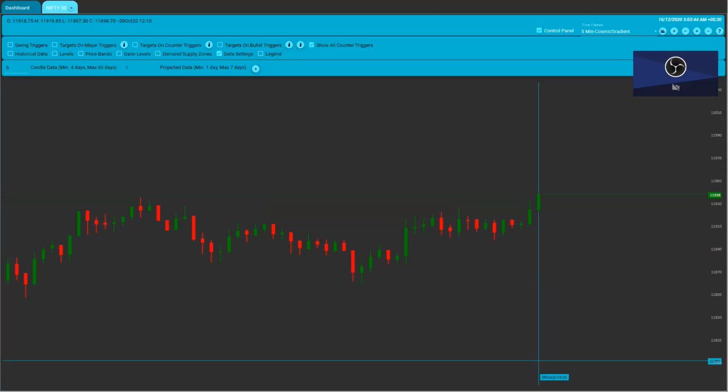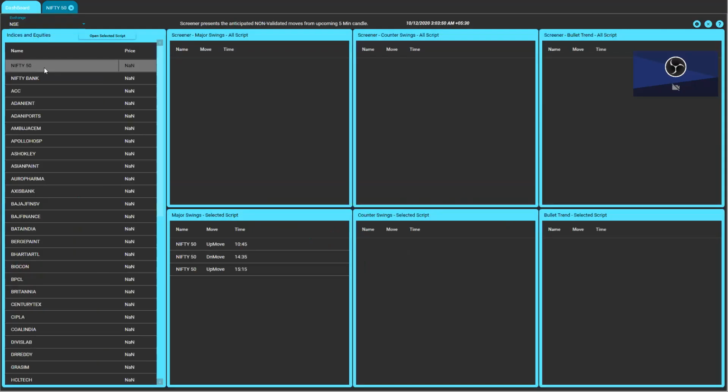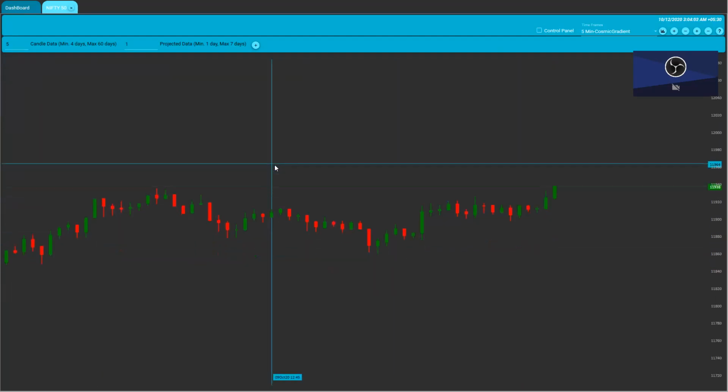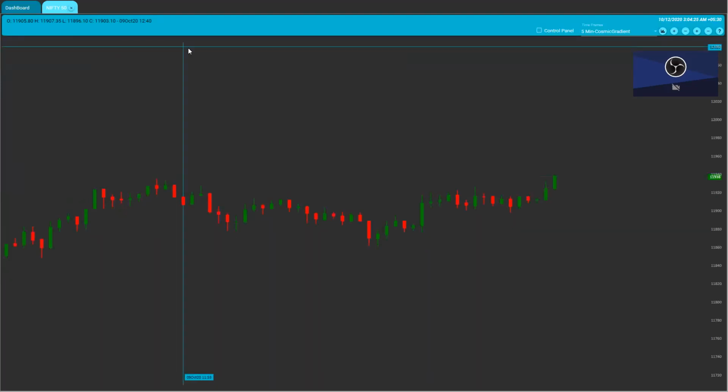Here I have opened a chart of Nifty. This is the script, and here I have opened it. First of all, we will see what all controls are available with us. When you hover the mouse over any price point candle, you will get this data in the extreme left corner: opening, high, low, close, normal things, right?